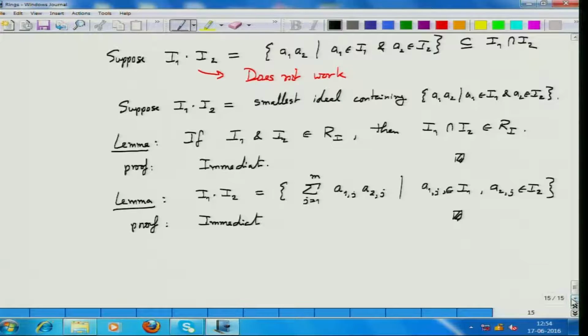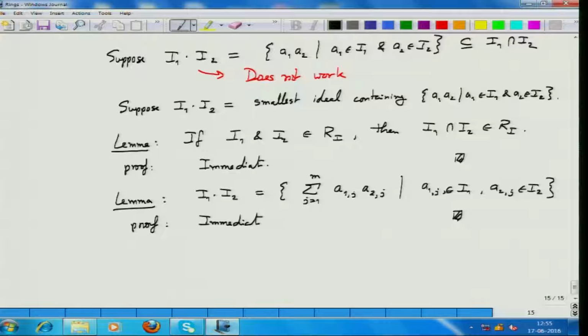That's a good question. Not always. This is always contained in I1 intersection I2. Why? Because this set is contained in I1 intersection I2. I1 intersection I2 is an ideal, and this is the smallest ideal containing this set. Therefore, this ideal is contained in I1 intersection I2. But it may be equal to I1 intersection I2, it may not be equal.